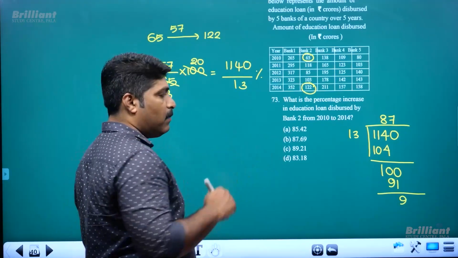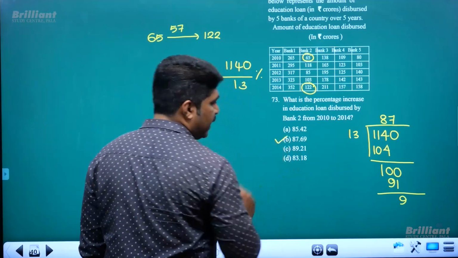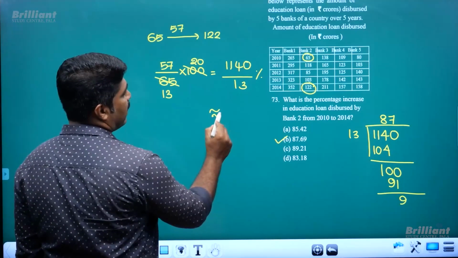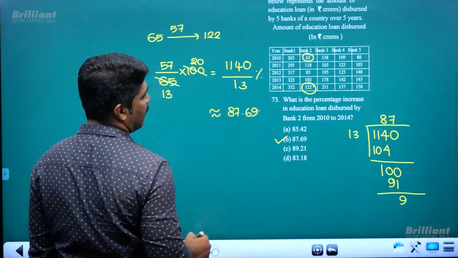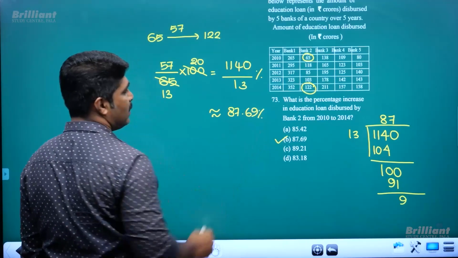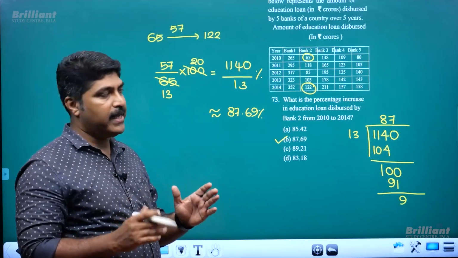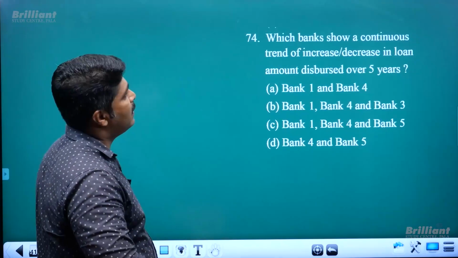Now we can stop the operation, look at the options. So here our answer starting with 87 is option B. Therefore we can directly conclude here the answer is 87.69. Correct. That's a percentage. So this is the approaching style. You have to understand that calculation part in such a question. Now move to the second last question.